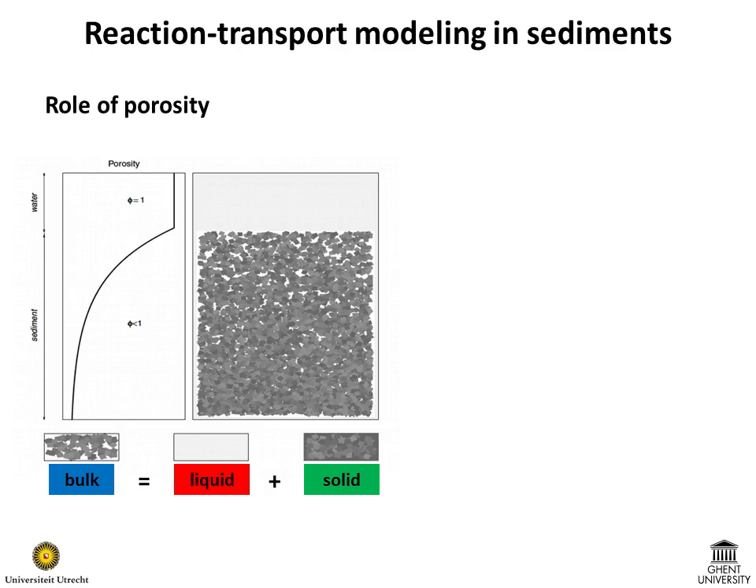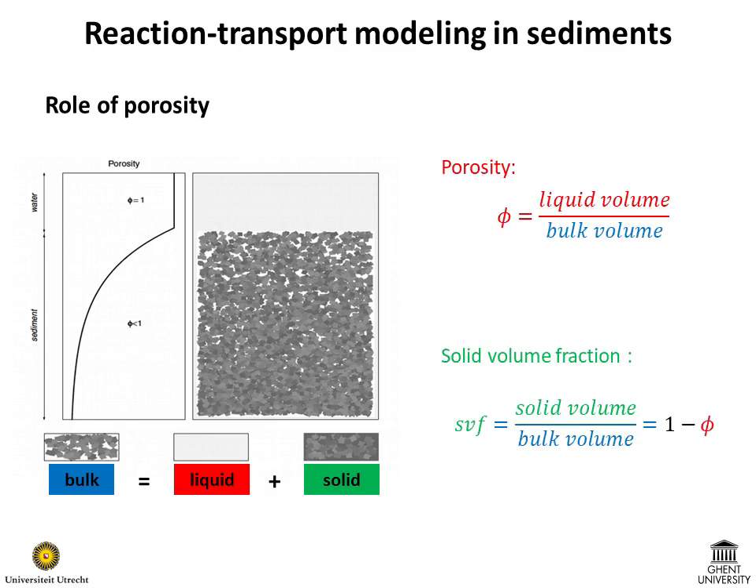An important feature of aquatic sediments is that they comprise two phases: the solid phase, containing mineral and organic matter particles, and the liquid phase, containing water and dissolved substances. The fraction of the bulk volume that belongs to the liquid phase is determined by a parameter called porosity, which is typically denoted as φ. In contrast, the fraction of the bulk volume that belongs to the solid phase is determined as 1 minus the porosity.